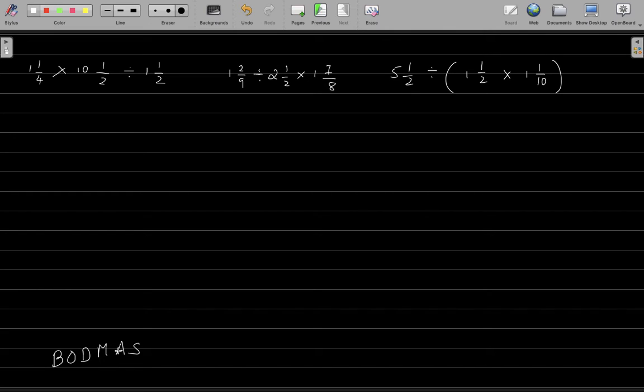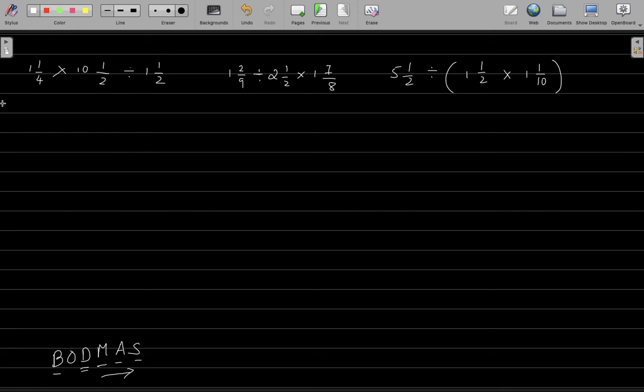BODMAS rule. B stands for brackets. If your expression has any brackets, then you first solve the expression that is within the brackets. Of, then division, first solve division, then go for multiplication, and then addition and subtraction in the same order. Right? First division, then multiplication, then addition, and then subtraction. This rule is called the BODMAS rule, and you can remember it with this abbreviation.